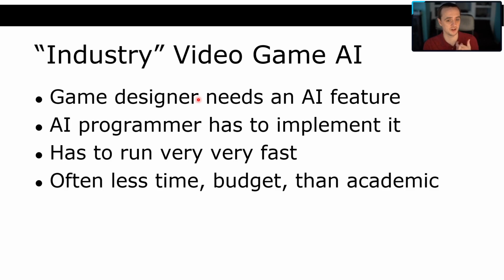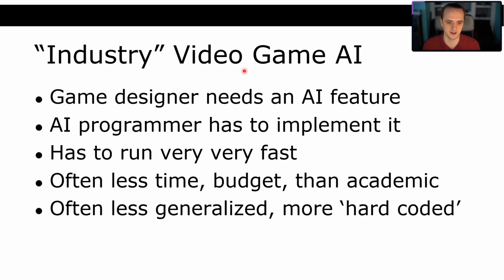Oftentimes, you have less time to implement a feature. So a master student or DeepMind might have 3 or 4 years to make their AlphaGo system. You might have 6 months or 6 weeks to implement a new feature for a video game AI. So you're not necessarily trying to be the most general, powerful AI in the world. You are trying to get that designer's feature implemented under time, under budget, and run as fast as possible. And so it's not like academic AI in that sense.